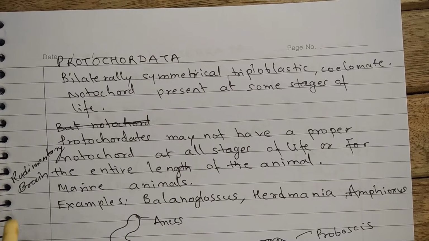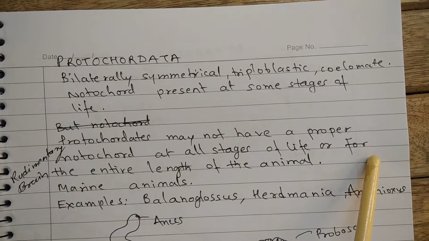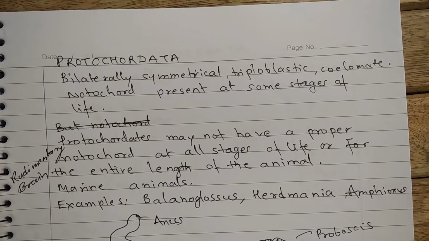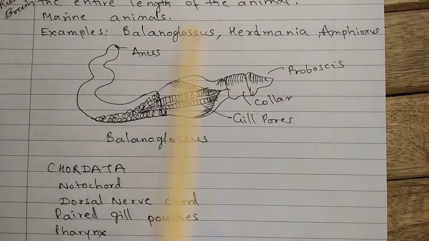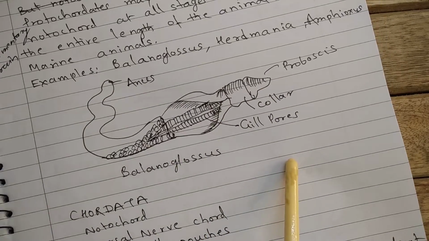These animals have rudimentary brains. Protochordates may not have a proper notochord at all stages of life or for the entire length of the body. These are marine animals. The examples are Balanoglossus, Herdmania, Amphioxus. So this is the figure of Balanoglossus.